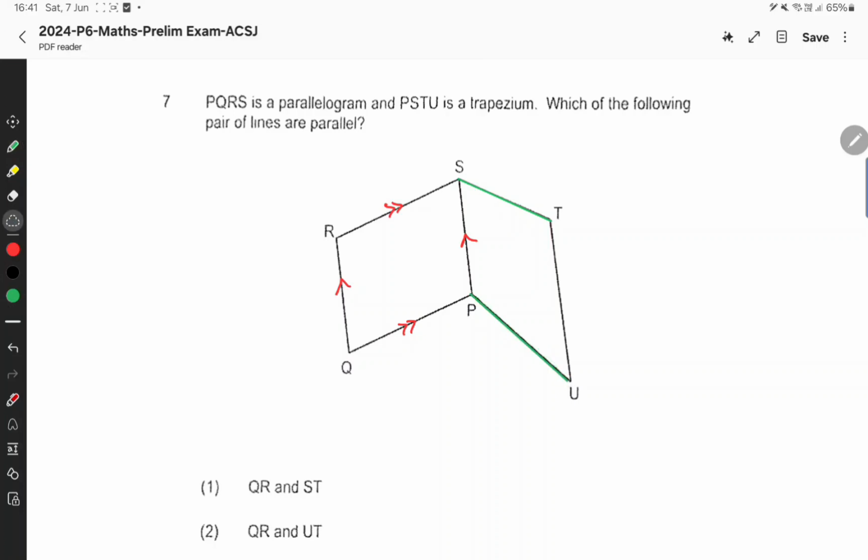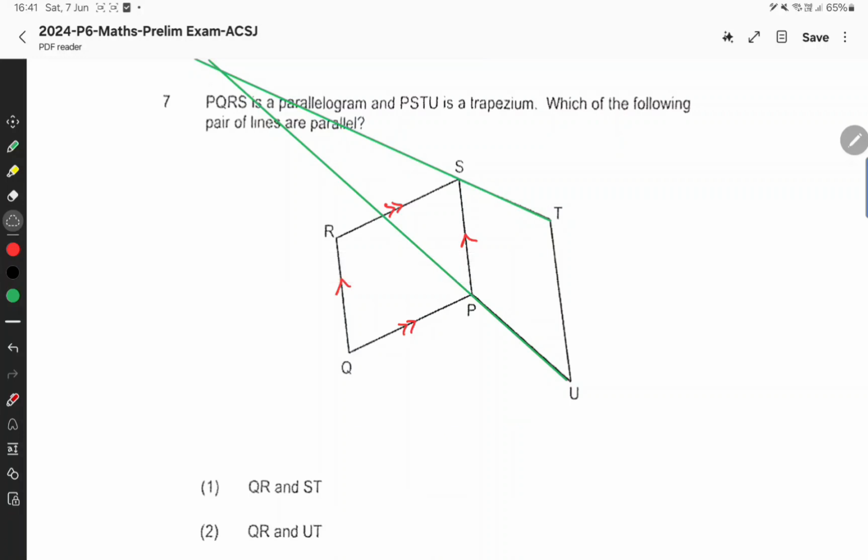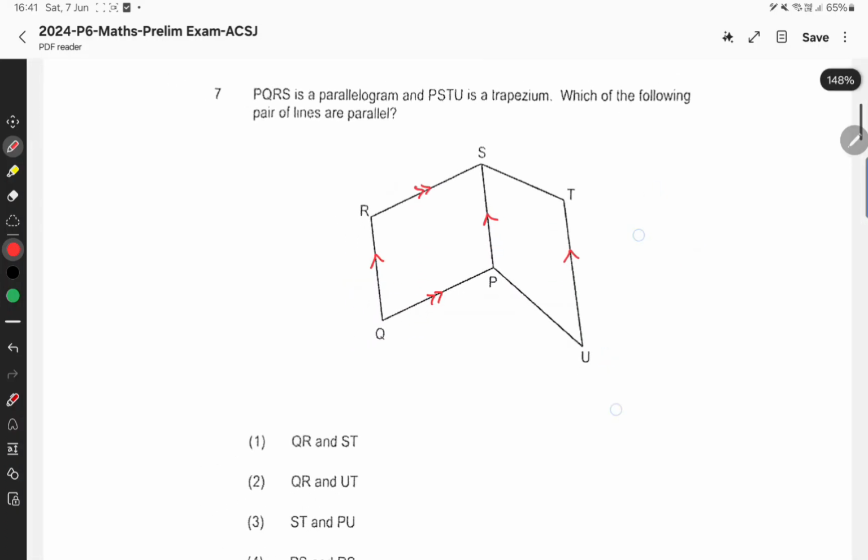So let's say for example, I extend these two lines, you can see that eventually they will touch each other. So therefore they are not parallel. Parallel means that both lines will never touch each other. Okay, so that means SP is parallel to TU. So which of the following pairs of lines are parallel?